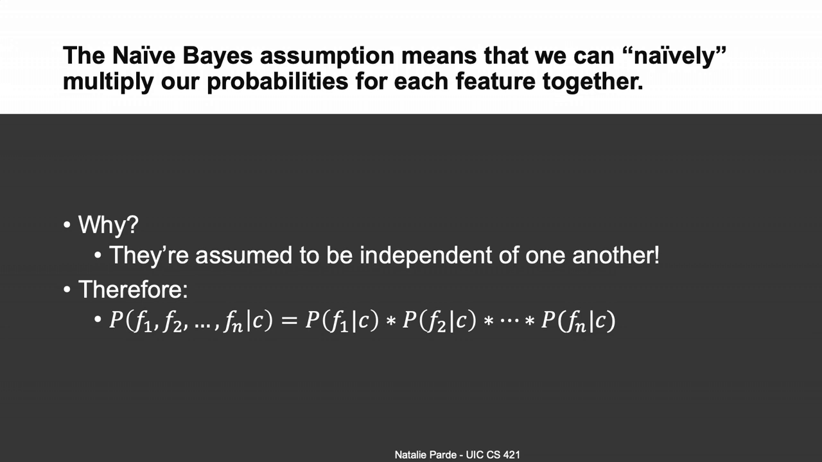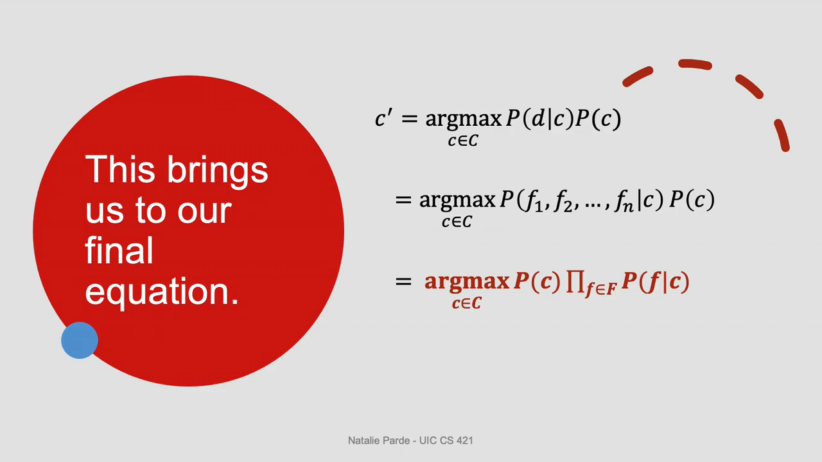So the probability of features 1 through n occurring given class C is equivalent to the probability of feature 1 occurring given class C times the probability of feature 2 occurring given class C, continued all the way up until the probability of feature n occurring given class C. And this brings us to the final equation shown here, where the predicted class label is the class label that maximizes the equation where we multiply the probability of class C by the product of the independent probabilities of all features given class C.